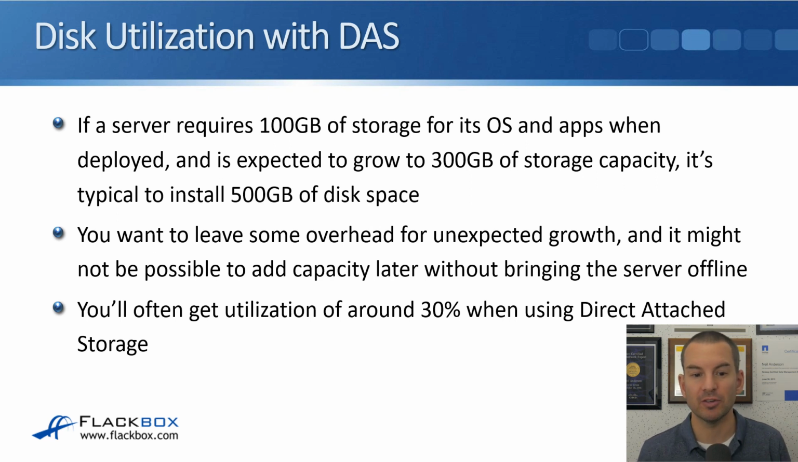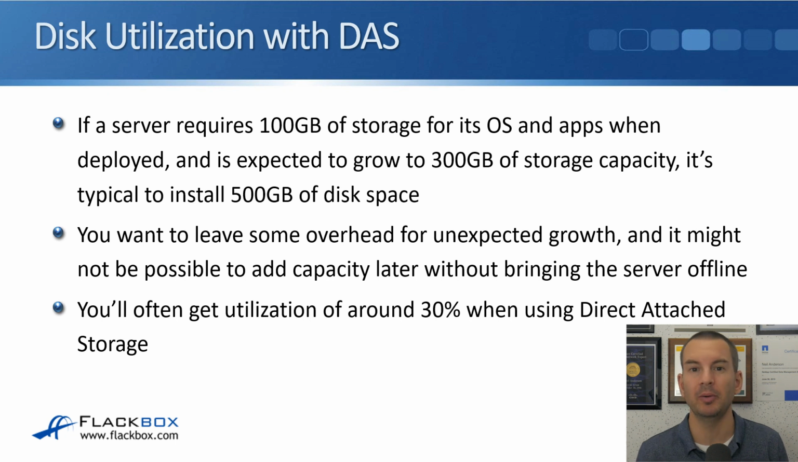So for example, if a server requires 100 gigabytes of storage for its operating system and applications when it is initially deployed, and it's expected to grow to 300 gigabytes maximum of storage capacity, it's pretty typical to install 500 gigabytes of disk space for that server. The reason is that you want to leave some overhead in case there's any unexpected growth if it goes above that 300 gig maximum you're expecting. In that case, it might not be possible to add capacity later without taking the server offline, which would be a whole heap of hassle.